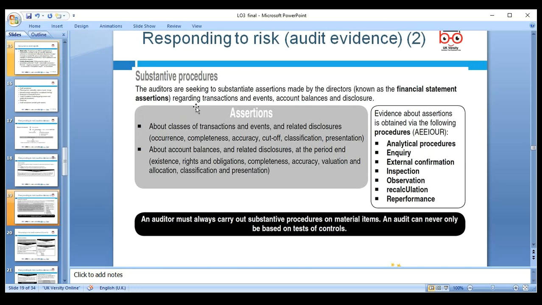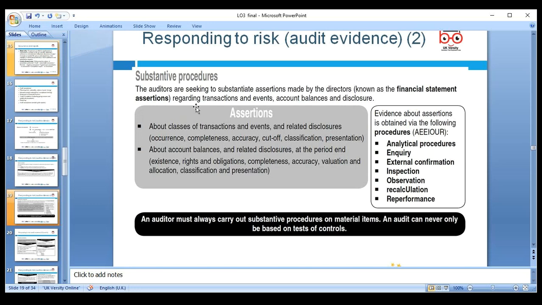Those should be occurrence, meaning the transaction has happened. Those are complete, those have accuracy, those have a cutoff date, those have a classification: is it a current asset, non-current asset, or is it an expense? Yes, presentation, all this needs to be considered. About account balances and related disclosures at the period end: existence, rights and obligations, completeness, accuracy, valuation, allocation, and classification.